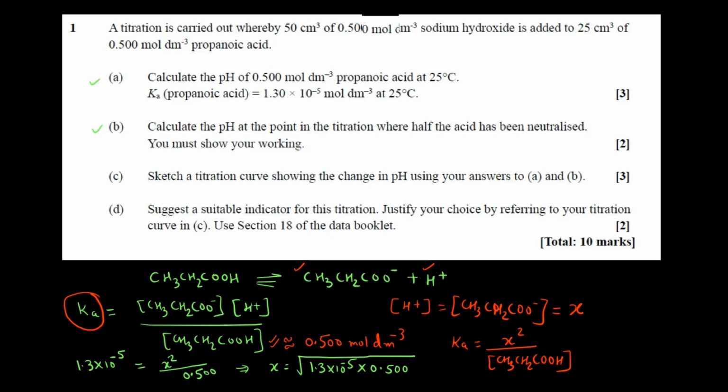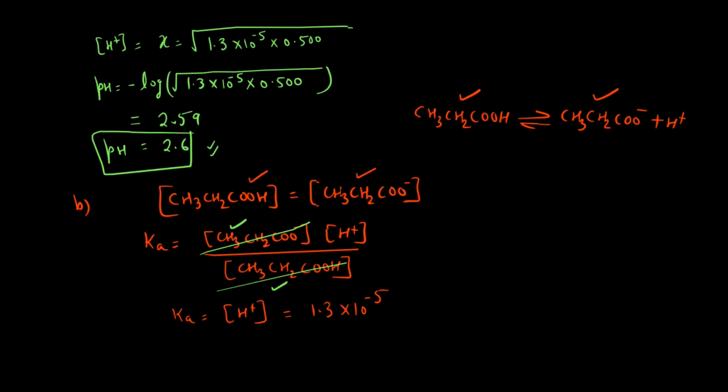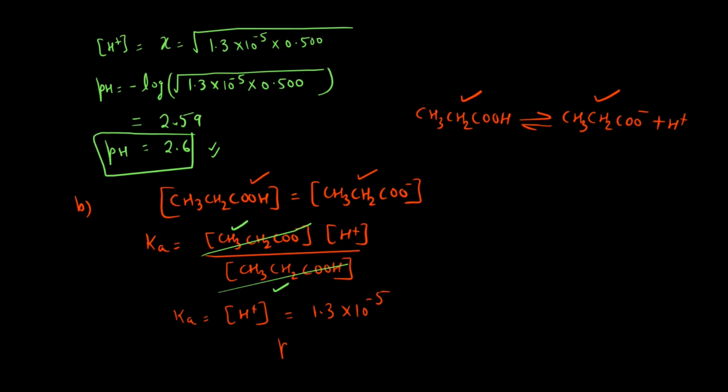So what do we need to find? We need to find the pH at the point where half the acid has been neutralized. In order to find the pH, it will be equal to negative log to the base 10 of the H⁺ ion concentration. H⁺ is this. So this gives you the pH equal to 4.886, which will be 4.89, or we can say that the pH will be equal to 4.9. This is the answer.